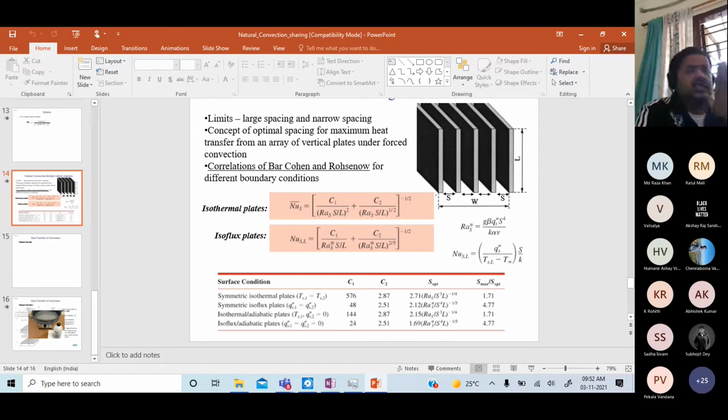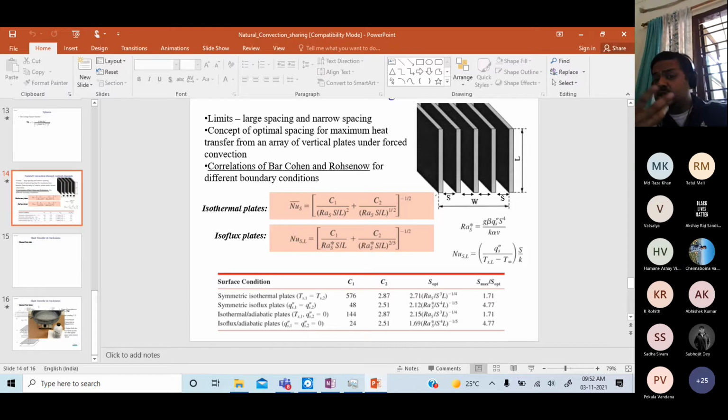It is maximum when the two boundary layers do not overlap. We saw that as you increase S over L, as you increase the spacing, you reach a point when the two boundary layers do not overlap. That's the spacing required to maximize the heat transfer. But then what is optimal, you may ask? Friends, please listen to this very carefully. What is the difference between max and opt? What is optimal then?